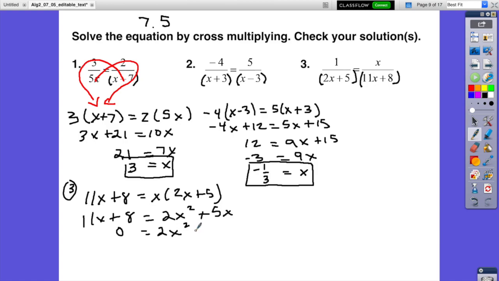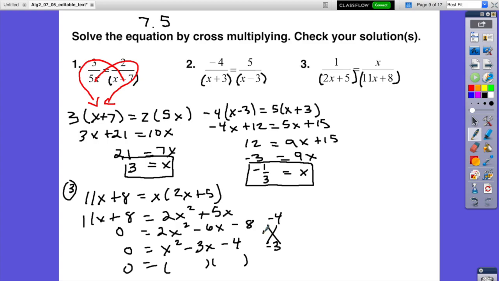So 0 equals 2x squared minus 11x on both sides, so that's going to be minus 6x, right? And then subtract 8. We're going to divide everything by 2, so it's a little bit easier to factor here. So x squared minus 3x minus 4. And we're going to see what 2 numbers I need to make that. So 0 is going to equal, which 2 numbers? It's going to be 4 and 1. And which one is negative? It's going to be 4. So x minus 4 and x plus 1. So what are my roots? My roots are going to be positive 4 and negative 1.